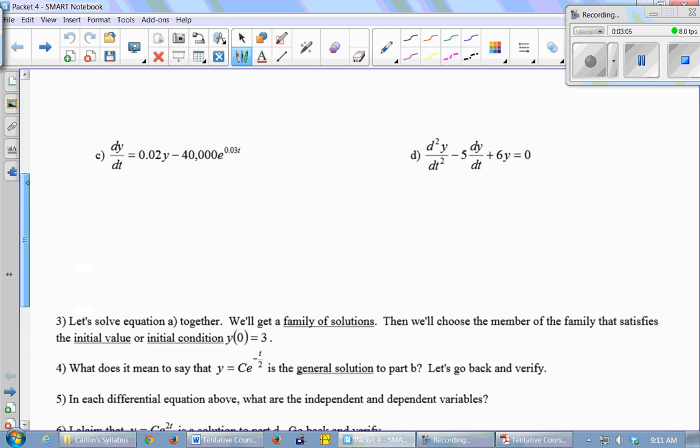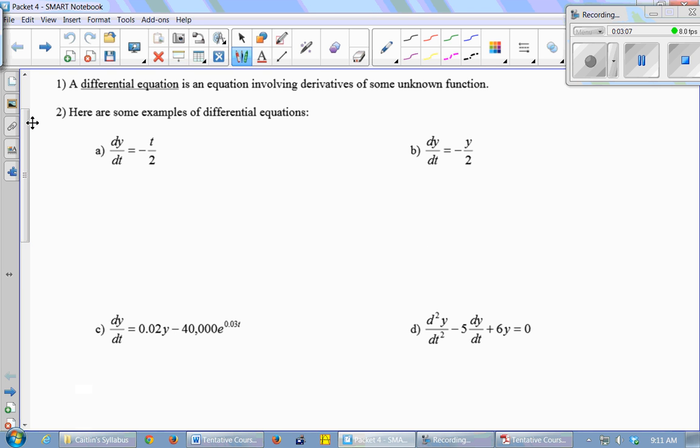All right, so we go back and look at A. So I'm looking for a function y of t, output y, input t. And I know that because it's dy/dt. The derivative of y with respect to t is negative t over 2. So I'm looking for a function whose derivative is negative t over 2. Can you think of a function whose derivative is negative t over 2? Negative t squared over 4. Yeah, that would work.